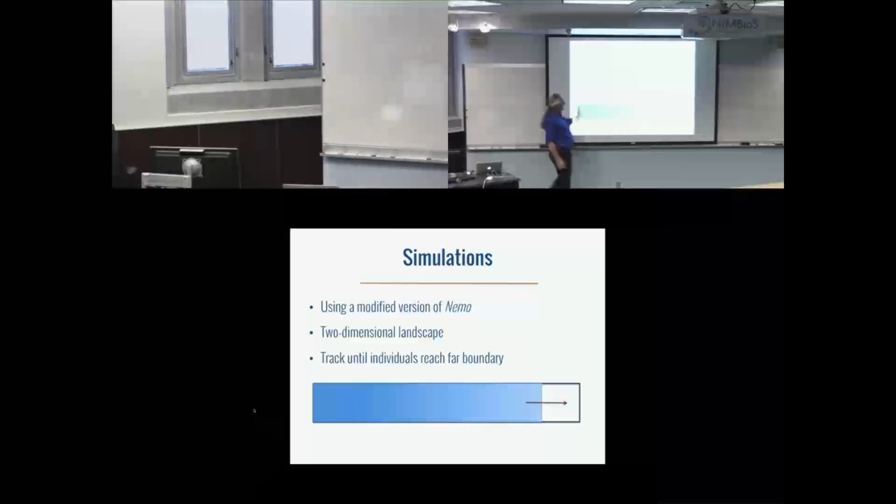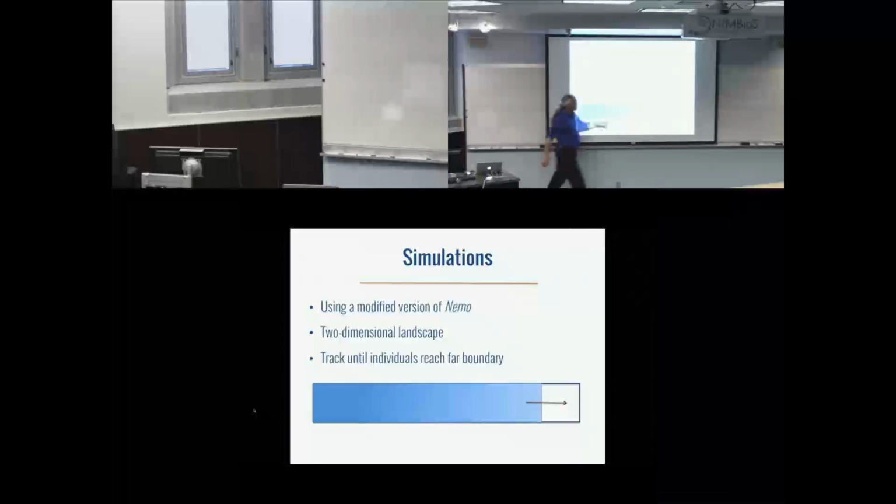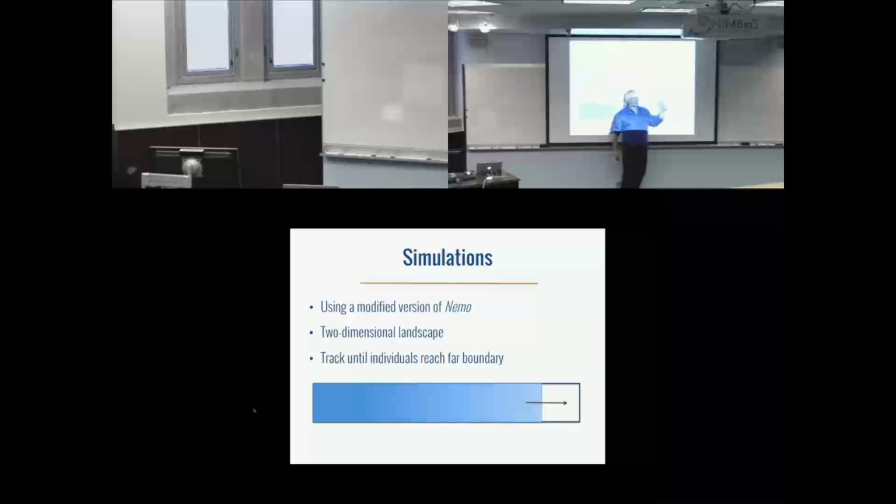The populations then expand from, I'll just show you left to right on all the slides. They expand from left to right, and we stop when we start getting individuals that reach the far side. So we're not wanting to have any edge effects. We're just assuming that we stopped it somewhere before it kept going forever.